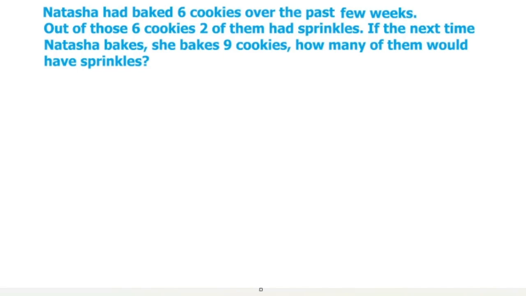In this lesson, we're going to learn about experimental probability. So if we have a problem like this one that says, Natasha had baked 6 cookies over the past few weeks. Out of those 6 cookies, 2 of them had sprinkles. If the next time Natasha bakes, she bakes 9 cookies, how many of them would have sprinkles?